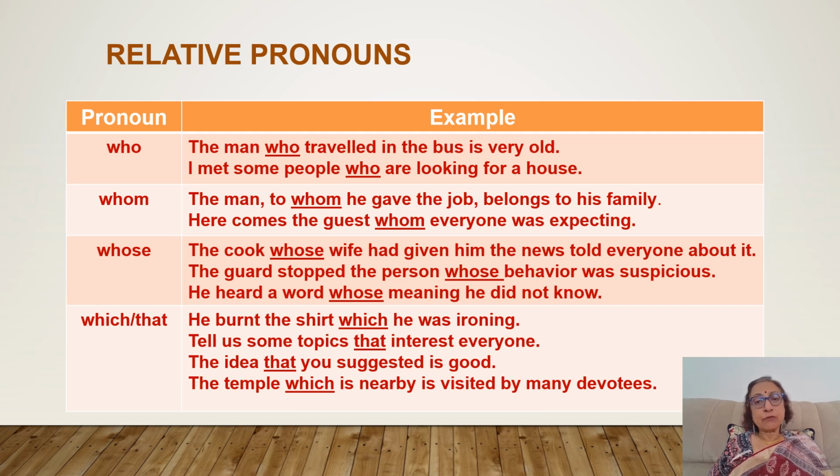I hope you are able to follow. I met some people who are looking for a house. Now here also you have two sentences. I met some people, sentence number one. They are looking for a house. Although in the first sentence the people is the object of the sentence, in the second sentence, to which you are establishing the relationship, it is the subject. They are looking for a house. They is the subject. You remove the subject and you put the subject pronoun, and that is who.